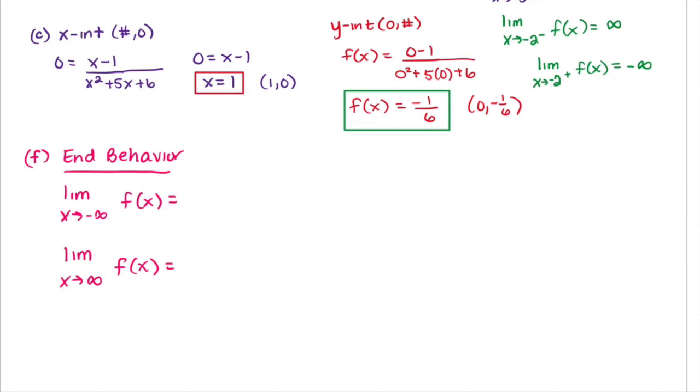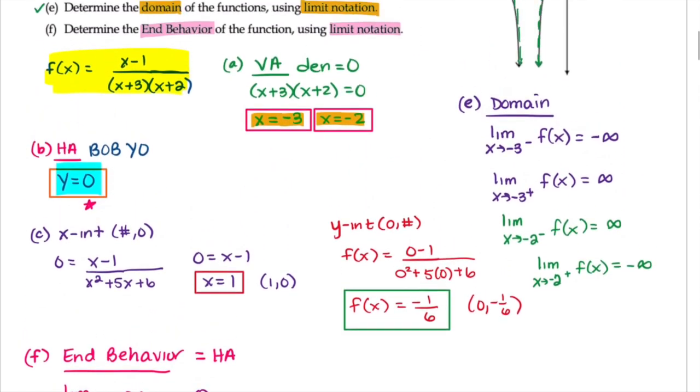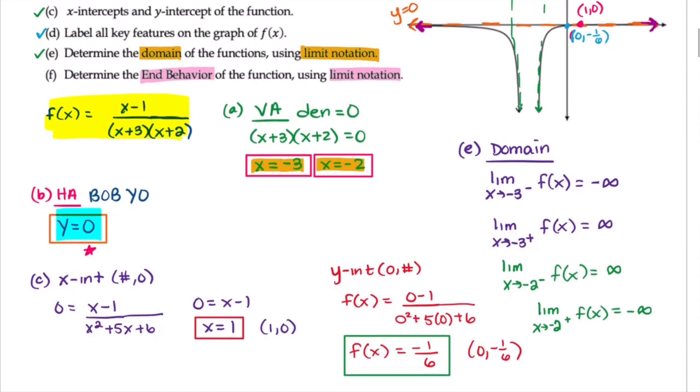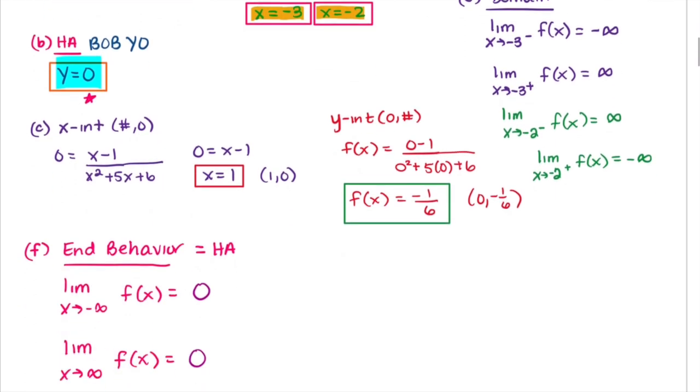So the end behavior always is going to equal whatever your HA was. In this case, our HA was y equals 0, which means that the very ends of our function are heading to 0. And if I look at my graph, that looks like exactly what's happening. It's getting closer from the very ends and closer to that 0. And that's all about rational functions, asymptotes, intercepts, and domain.